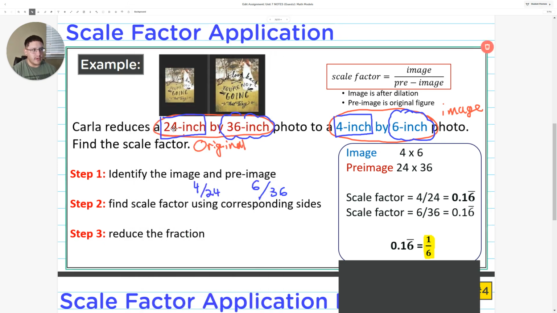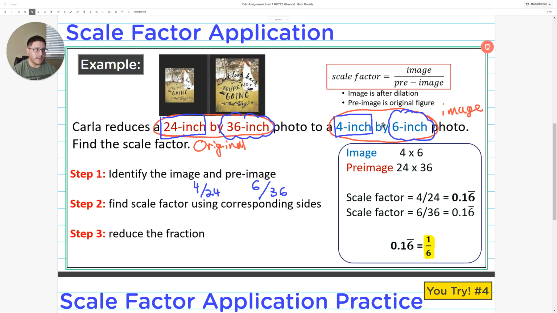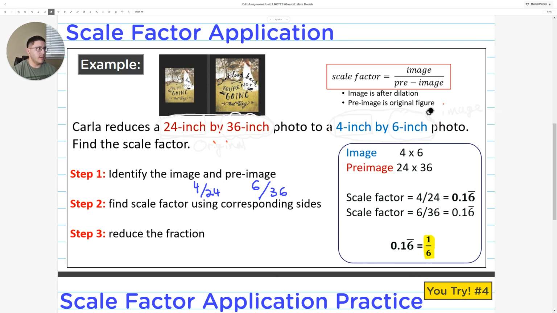We're basically reducing the original image to 1/6 of itself. And that is your final answer for this example. There are two ways: either using the 4 and the 24 or the 6 and the 36. As long as you're using the formula correctly and associating the numbers correctly, you should get the right answer.